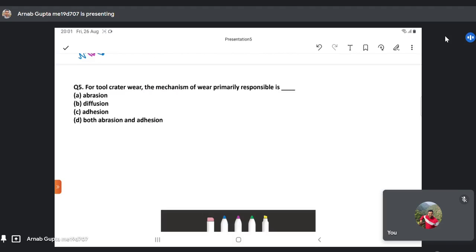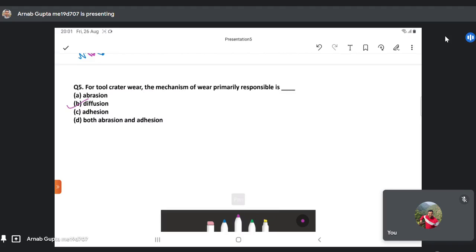For tool crater wear, the mechanism of wear which is primarily responsible: there are different types of wear mechanisms taking place at the chip tool interface. One of them is crater wear. That happens mostly because of the diffusion type of phenomena that's occurring.